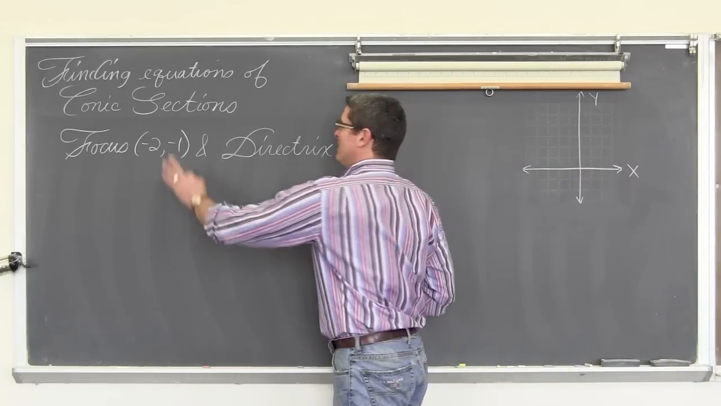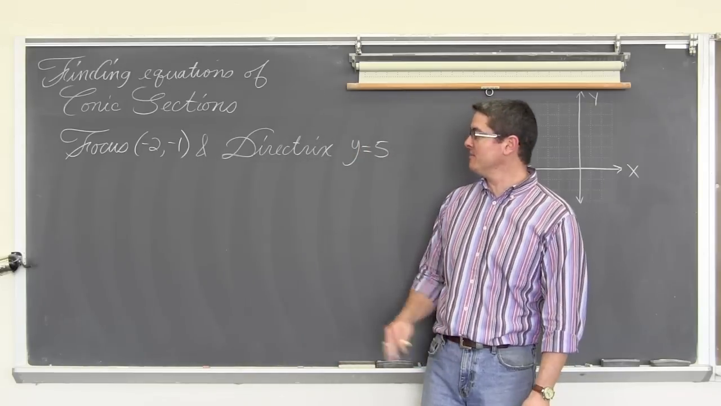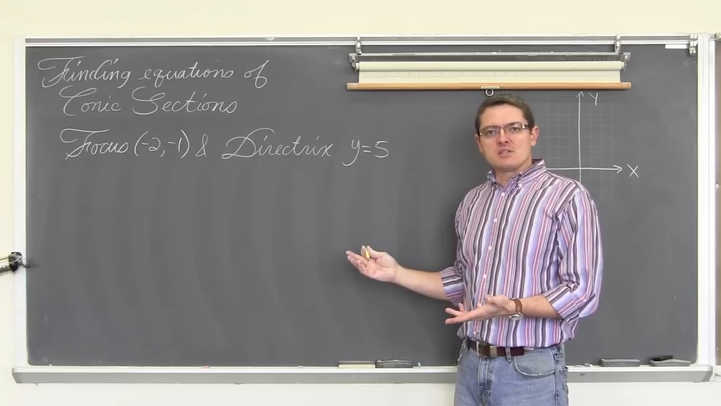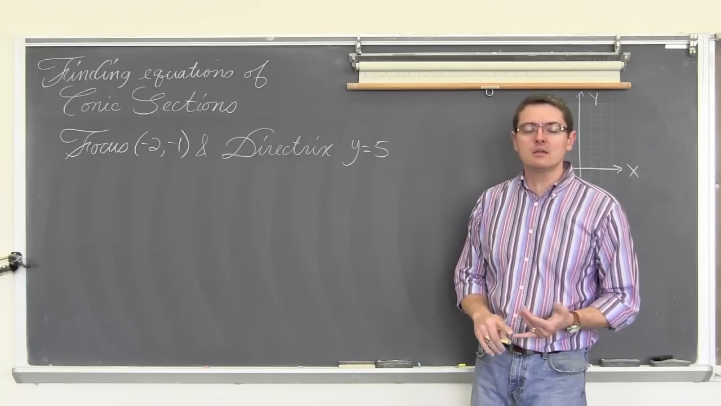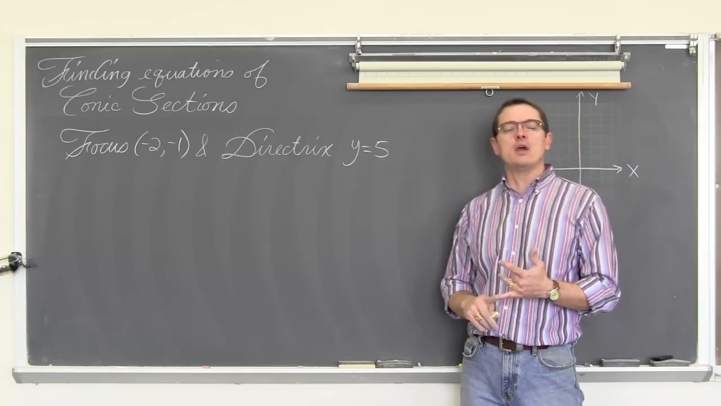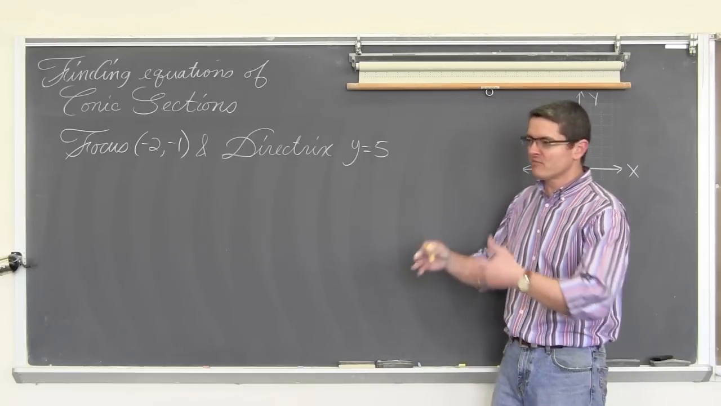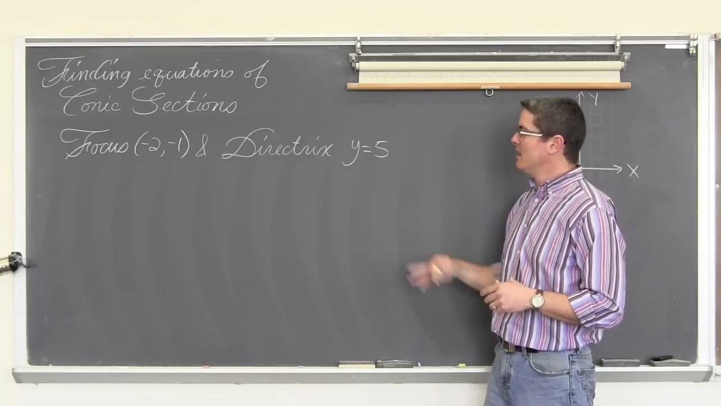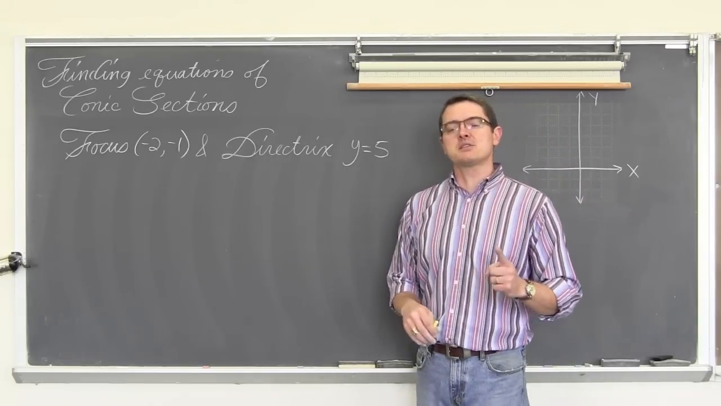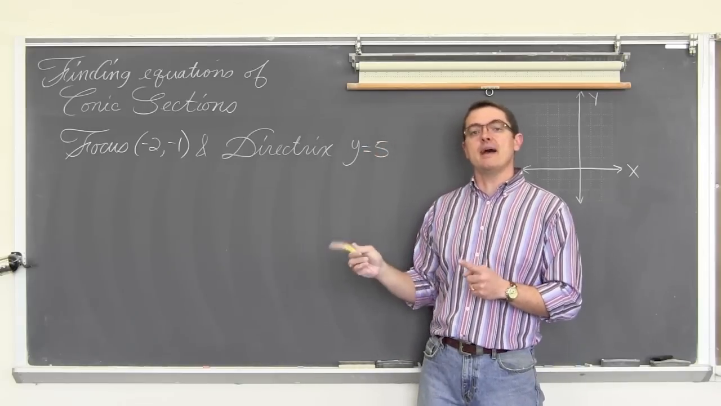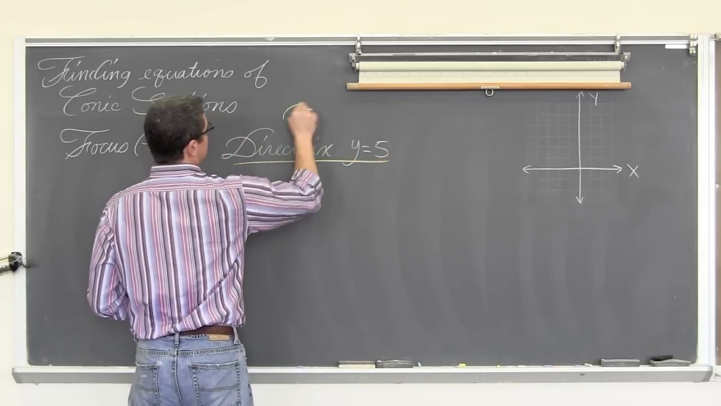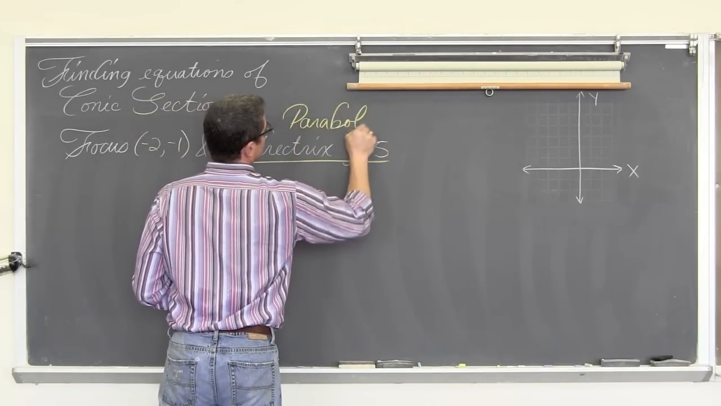For our third example, we're told that the focus is -2, -1, and the directrix is y equals 5. What conic section is this? Well, I'm only given one focus point. Now, you could be only given one focus point and still be expected to find the equation of an ellipse or hyperbola. Certainly can finagle the numbers around and do that. But you're told that the directrix is y equals 5. Well, there's only one conic section that has a directrix, and that is a parabola. So because of this, we know that we're trying to find the equation of a parabola.